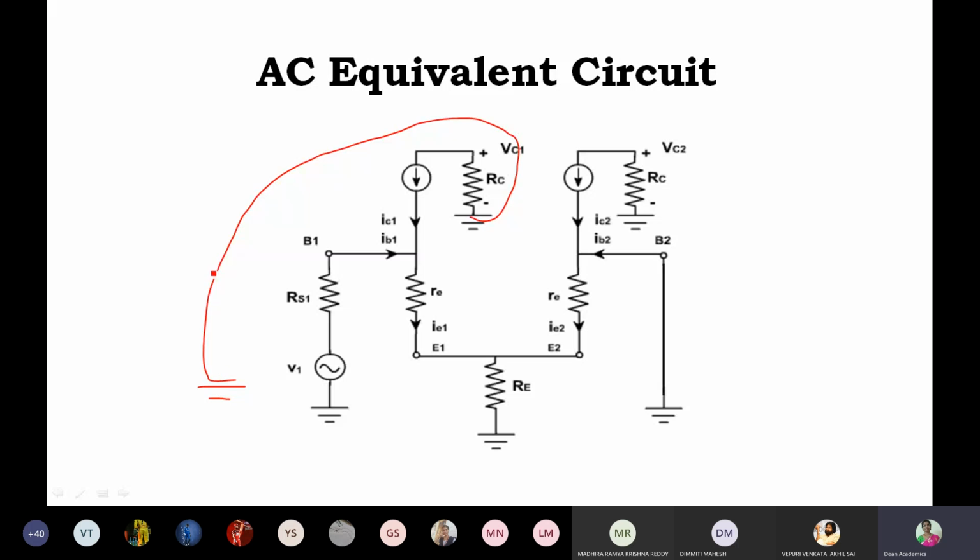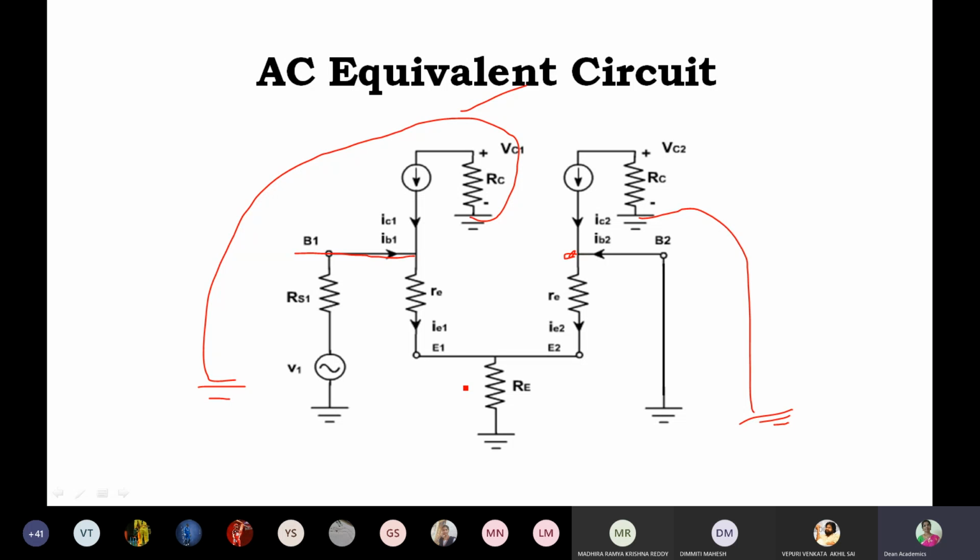That means between this ground and this point, what do we have? IC and RC. So those I'll draw here. Similarly, on the other side, between this point and the ground, the current source IC2 and RC are there. So this I'm going to connect here. In that manner, and this RE is like that, you will be able to see the equivalent circuit.